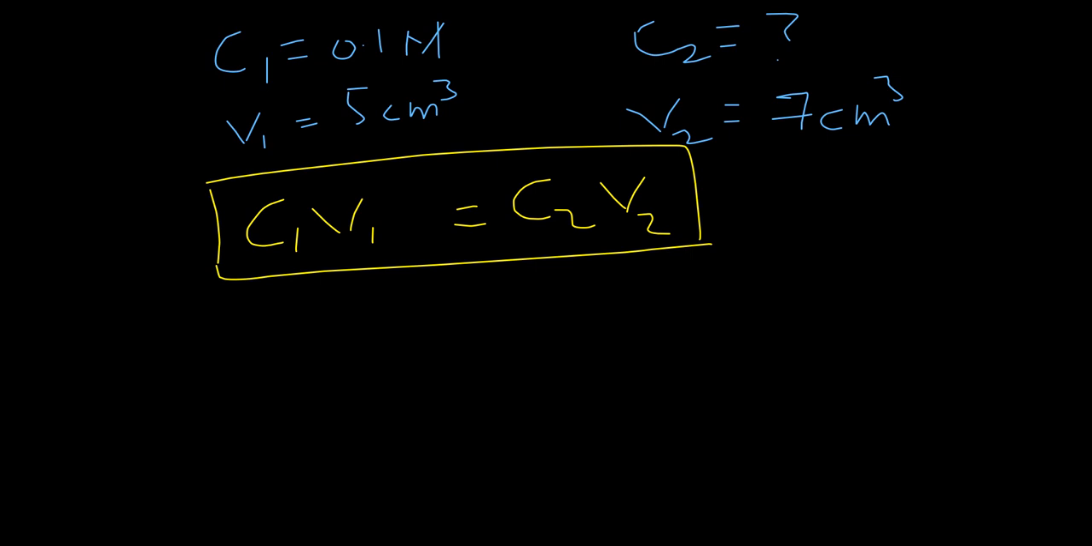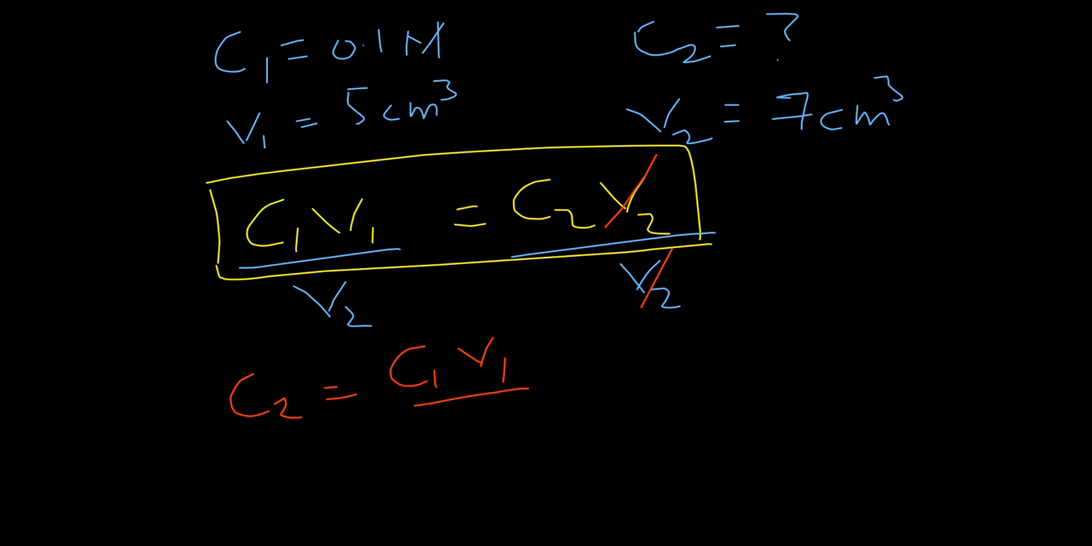So that means we have to make C2 the subject. If we want to make C2 the subject, we have to divide by V2. So we do the same thing to the left side of the equation. So this will cancel this. You are left with C2 equals C1 V1 all over V2. Now with this, we can determine the new concentration of the solution.